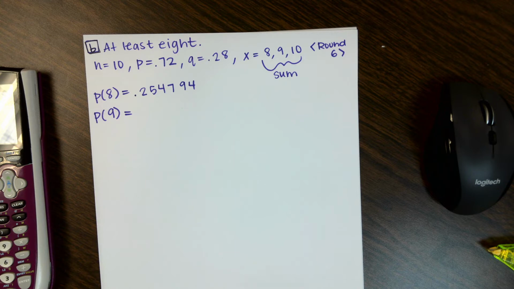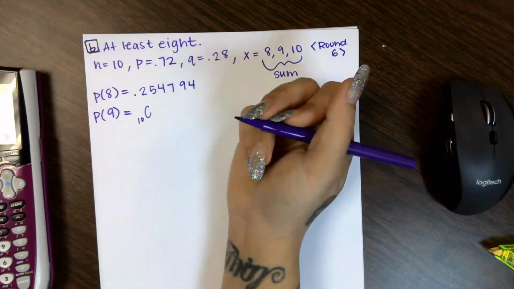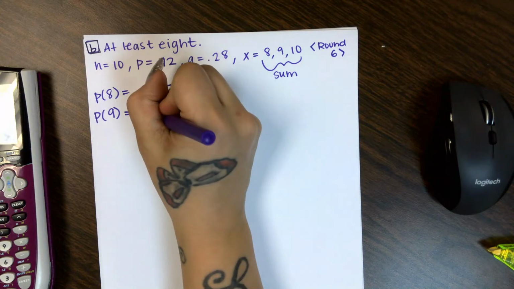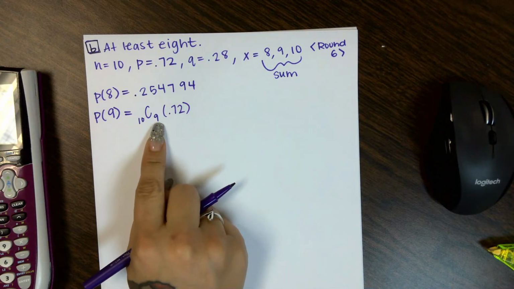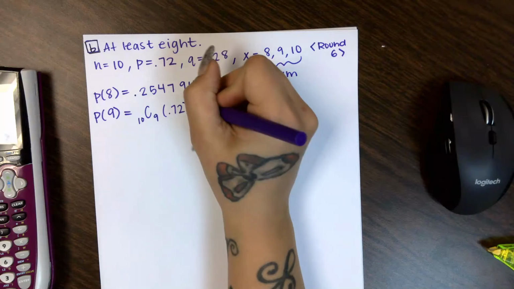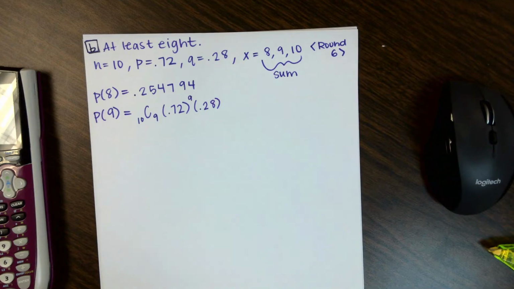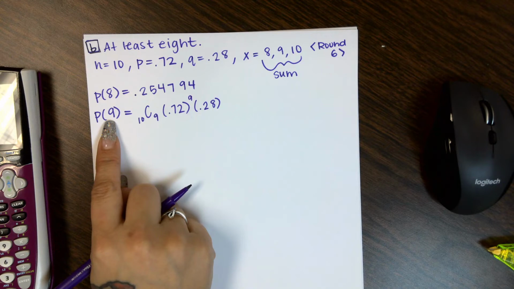So let's solve it. It's nCx. What's n? 10. C, what's x? 9. Then multiply by the probability of success, 0.72, raised to the x power, which is 9. Oh, so we're just changing the numbers. Barely any. Then multiply it by the probability of failure raised to the n minus x. N is 10 and my x is 9. 10 minus 9 is 1.